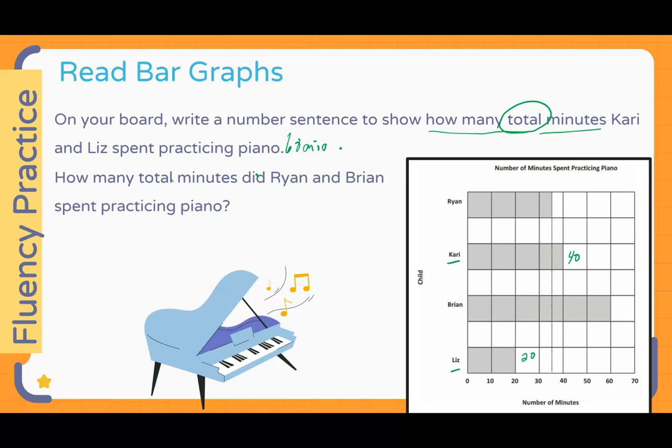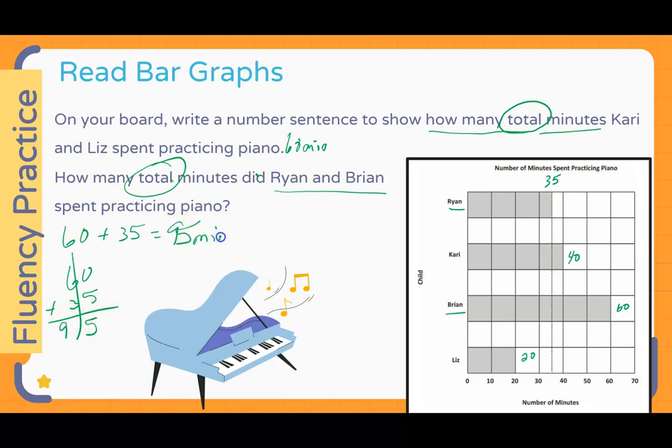How many total minutes did Ryan and Brian spend practicing piano? Total again, Ryan and Brian. Ryan was 35. Brian was 60. So we have 60 and 35. If you can't add them like this, stack them. Okay. 95 minutes. Okay. Write it over here on the side.